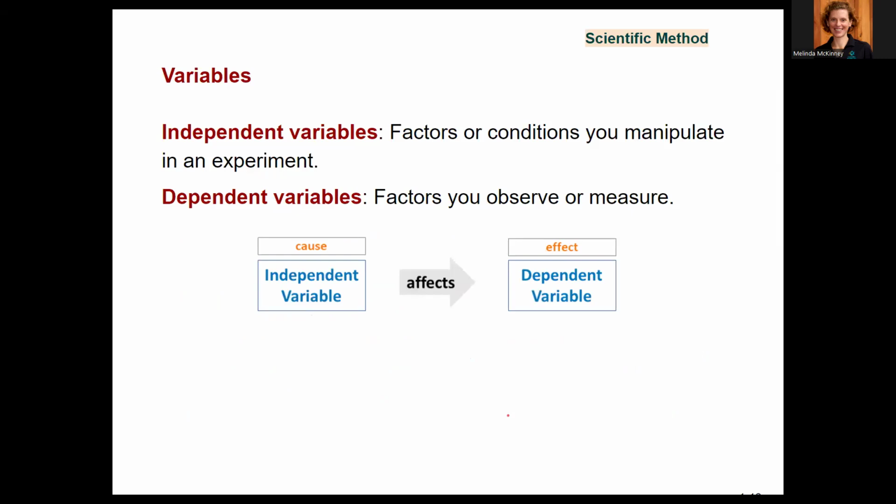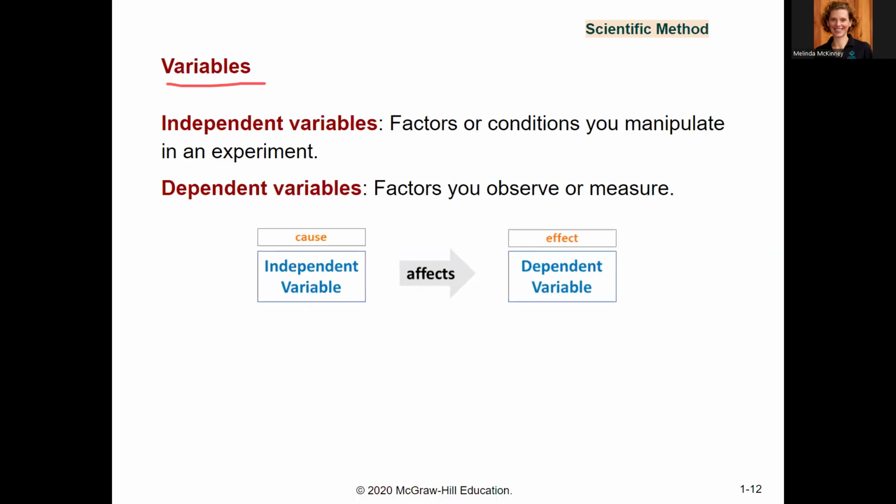So a few things about experiments and the scientific method that are important are variables. Variables are things that are going to change over time. And there's two main categories. There's independent variables. These are factors or conditions that you are manipulating in the experiment. So it's really what you want to test.